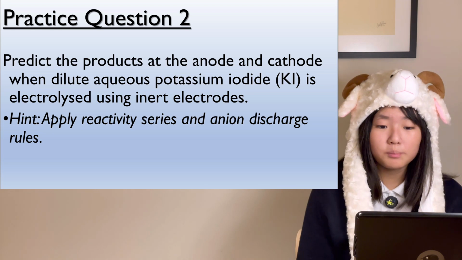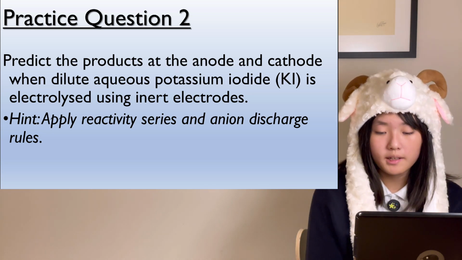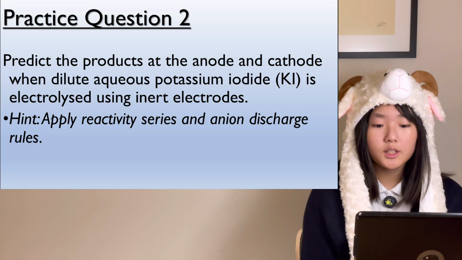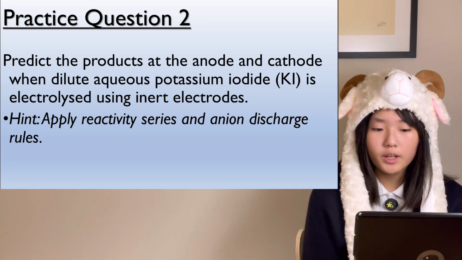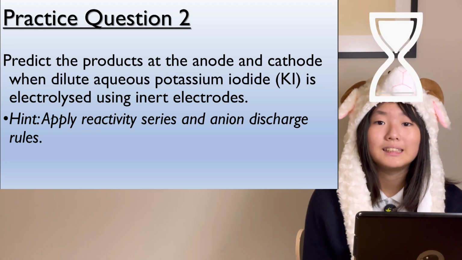Number 2, predict the products at the anode and cathode when dilute aqueous potassium iodide, KI, is electrolyzed using inert electrodes. I'll give you a hint. Apply reactivity series and anion discharge rules.